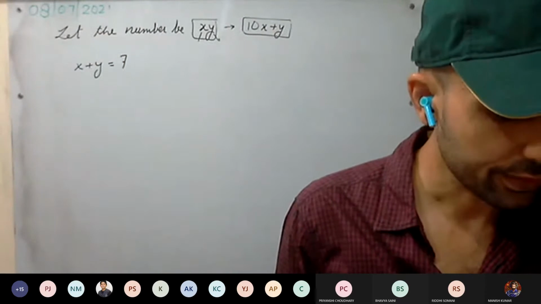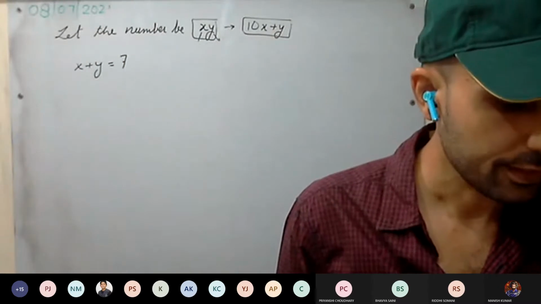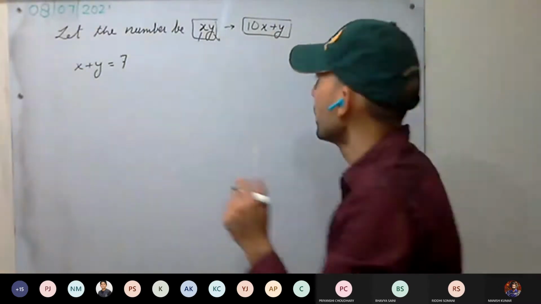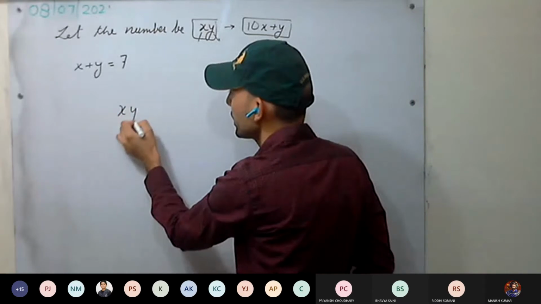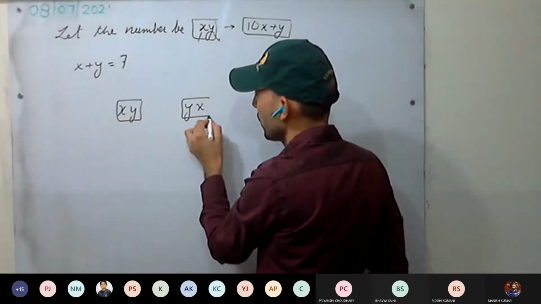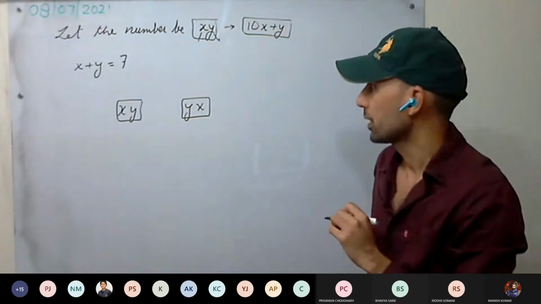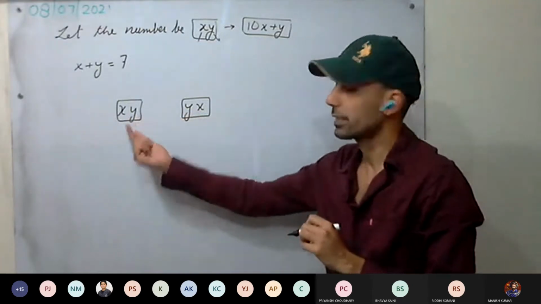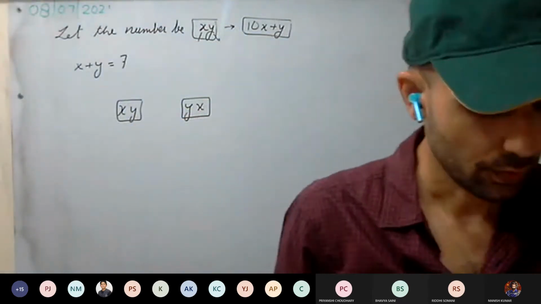If the digits are reversed, this is our number. After reversing, it becomes yx. In the square, I'm representing this with its digits. This is the number.